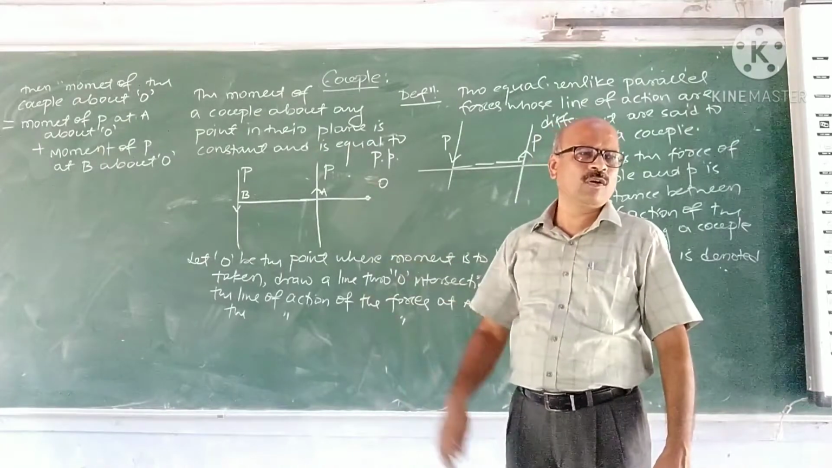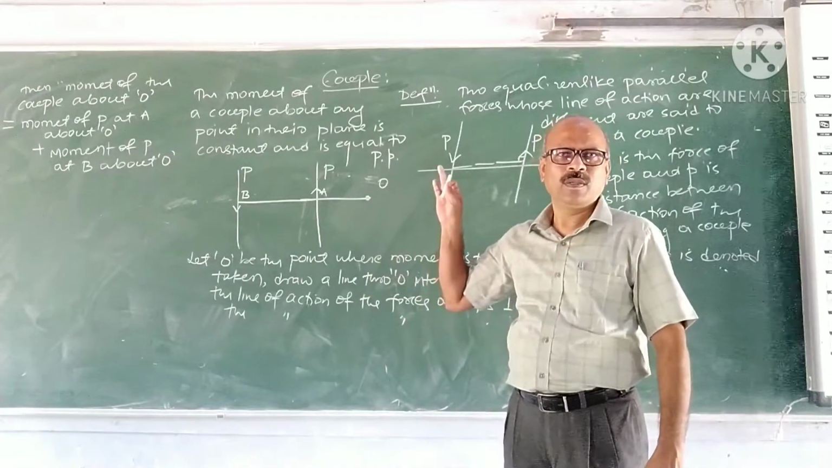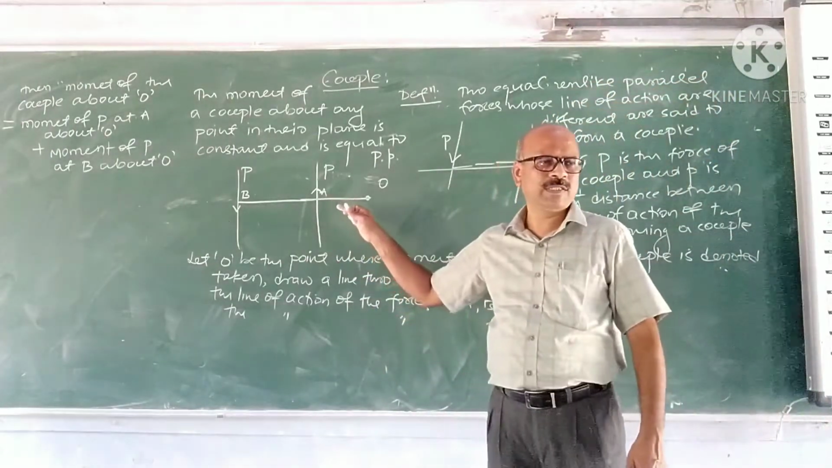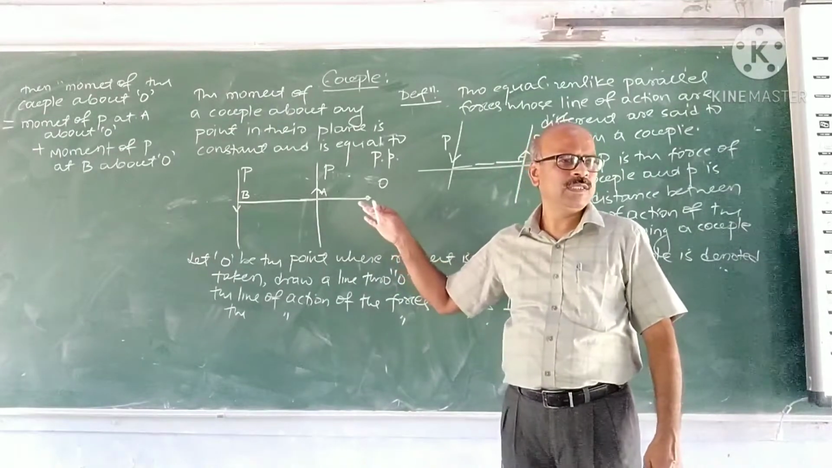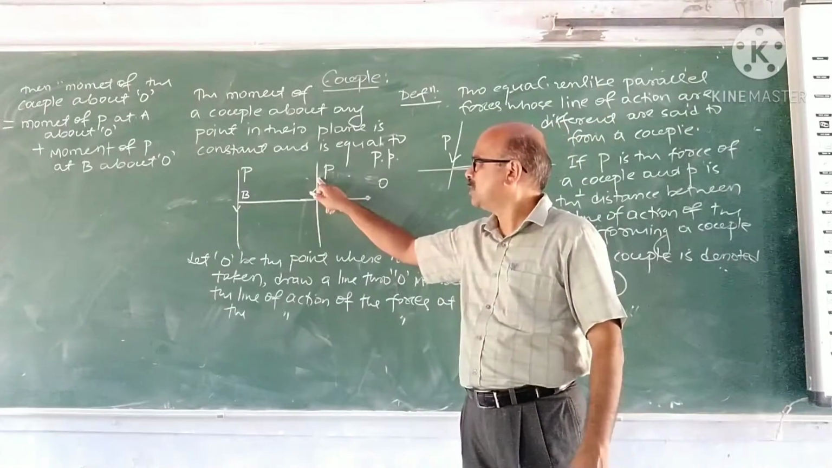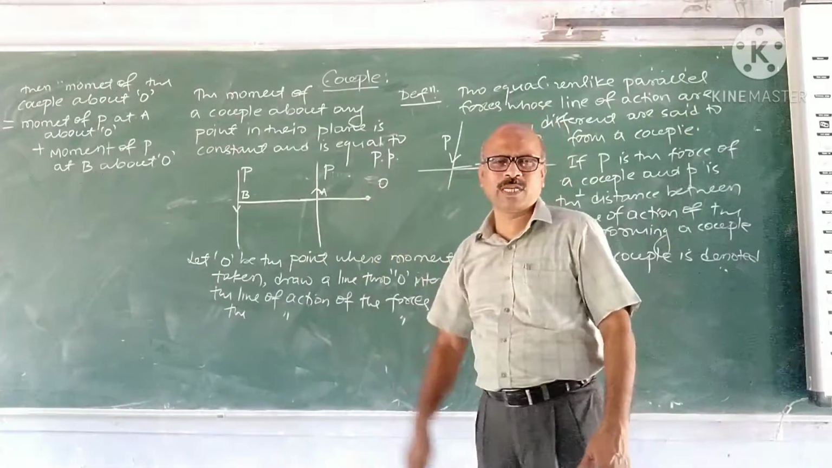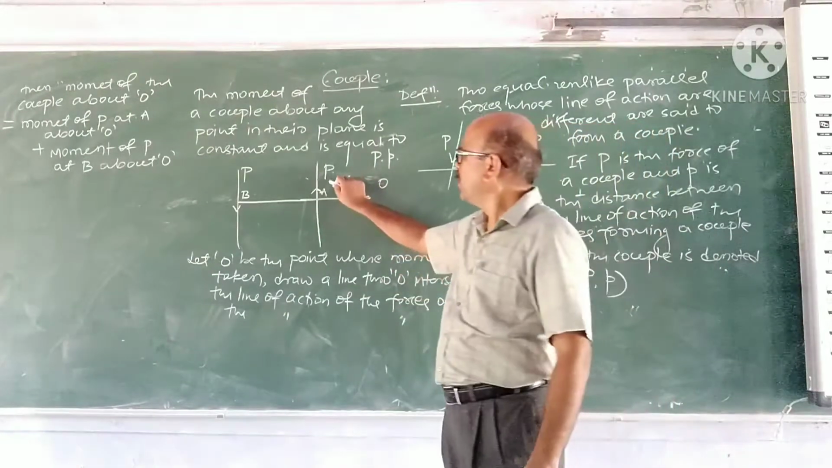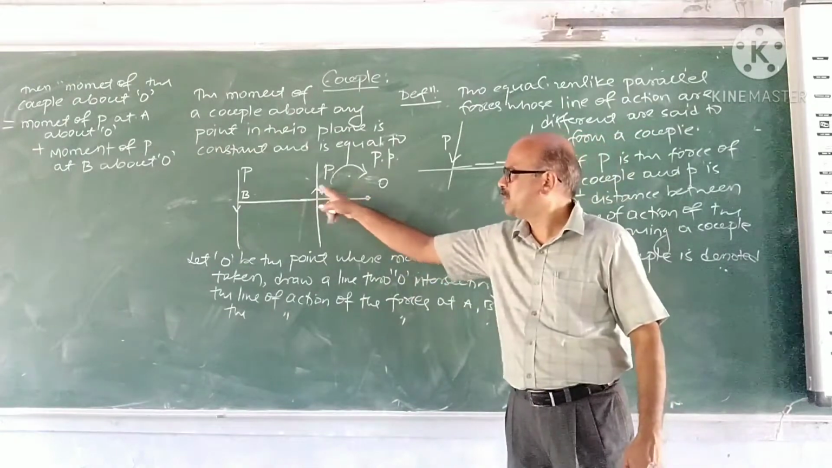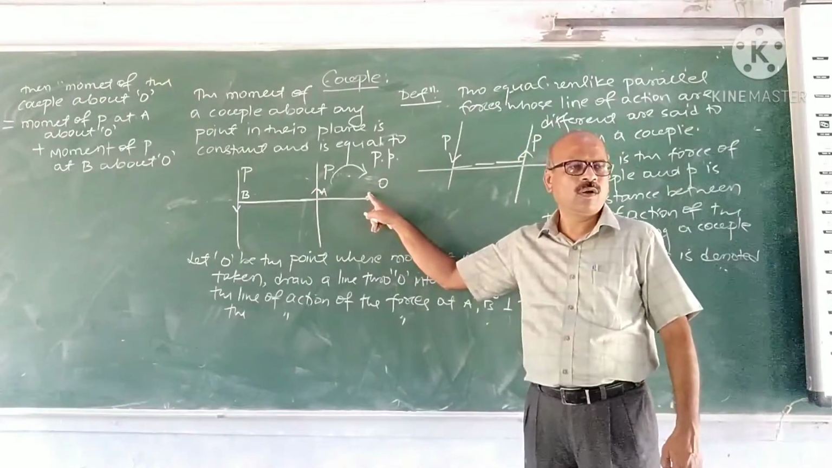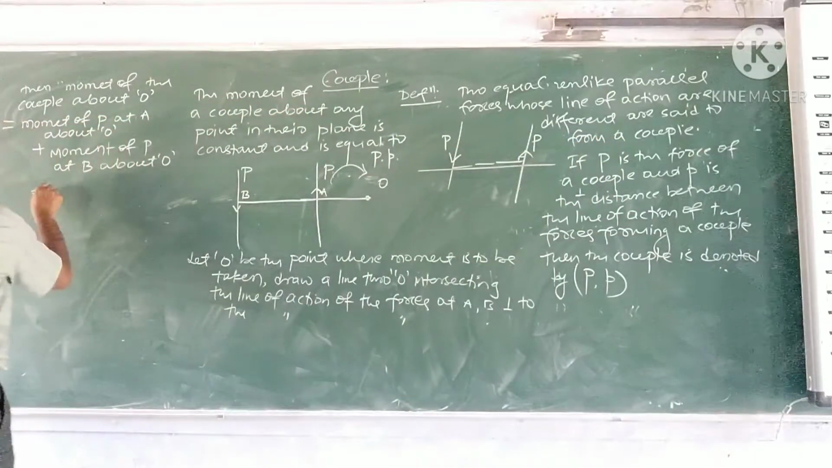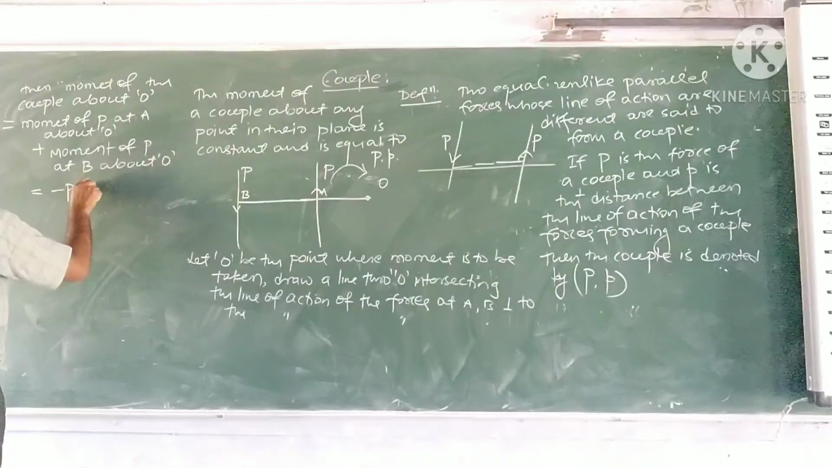Moment is a vector quantity. It may be positive or negative. The moment is said to be positive if the rotation is anti-clockwise. If the rotation is clockwise, the moment is negative. Now, whether the moment of this P about O is positive or negative: because the rotation will be like this. If you take the moment of this force about O, the rotation will be clockwise. And what is this? Negative. So it is minus P into OA.